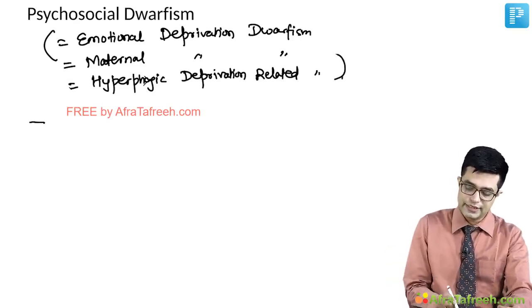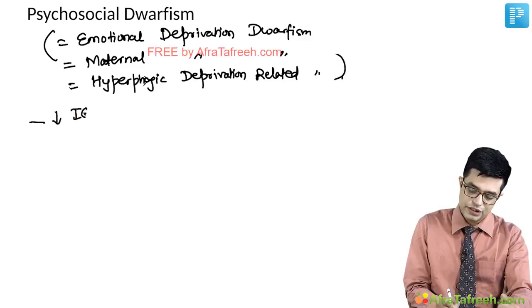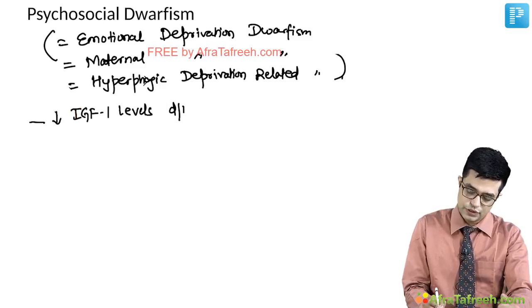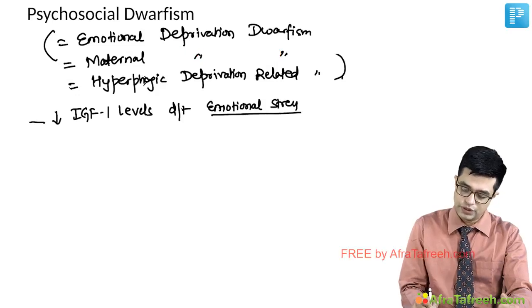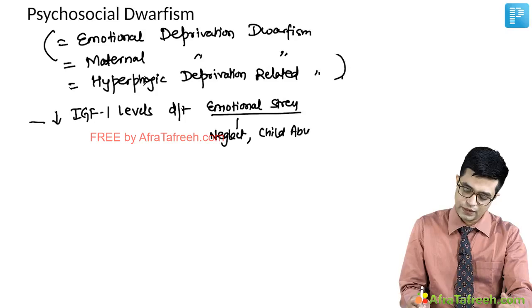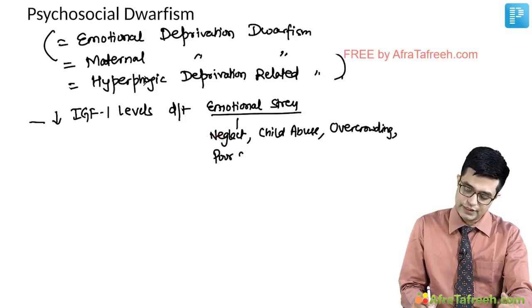Psychosocial dwarfism is related to a decrease in the circulating IGF-1 levels due to emotional stress in the child, related to neglect, child abuse, overcrowding, poor birth spacing, and poverty.